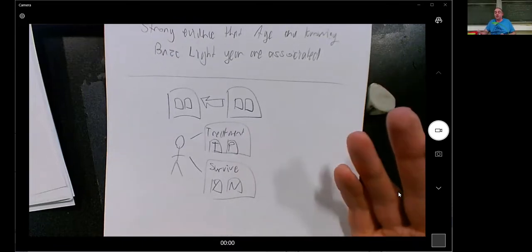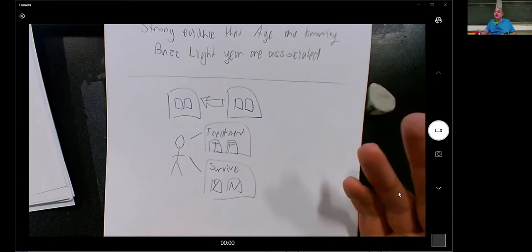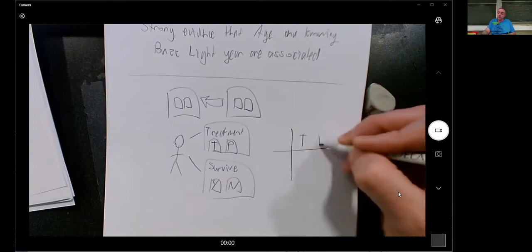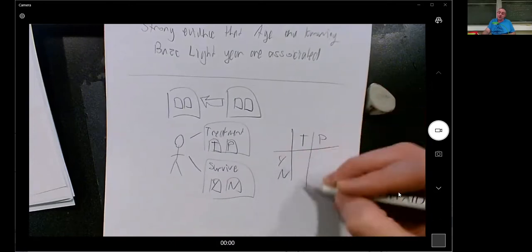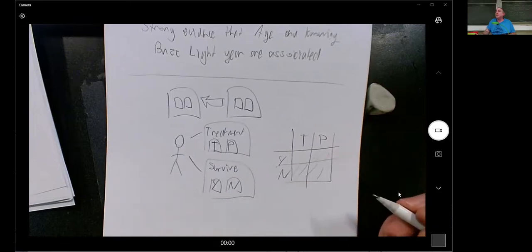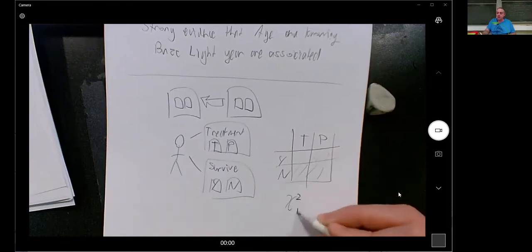And it would be a chi-square test for association, and we'll have 1 degree of freedom. Because when you do the table, there'll be treatment and placebo, yes and no. You'll cross out 1 row and 1 column, and there'll be 1 box left. And so you'll get a chi-square distribution with 1 degree of freedom.